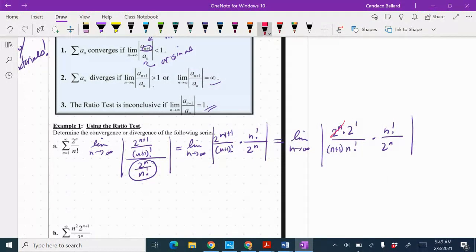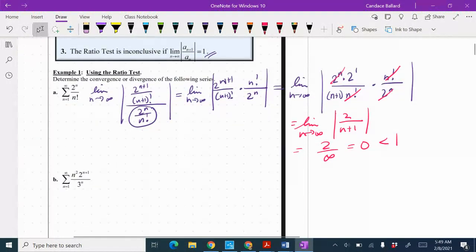So I know 2 to the n cancels, and I know n factorial cancels with n, which means what I am left with is the limit as n approaches infinity of 2 over n plus 1. Which when I plop my infinity in there, I get 2 over infinity, which is equal to 0 and is less than 1. So therefore, this converges by the ratio test.